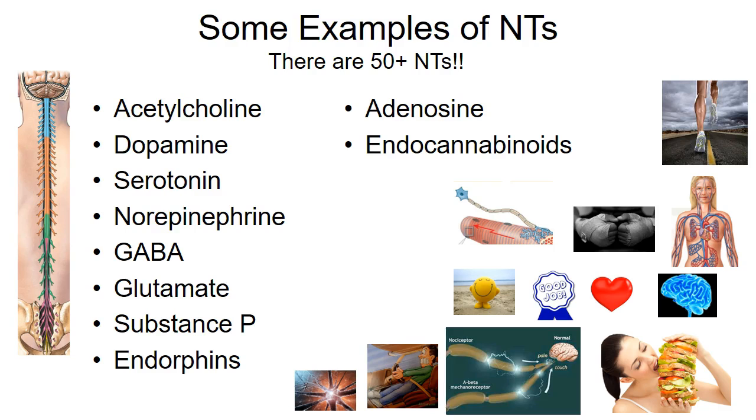All right, so next one's GABA. So that is a major inhibitory neurotransmitter in the central nervous system, in the brain. GABA.